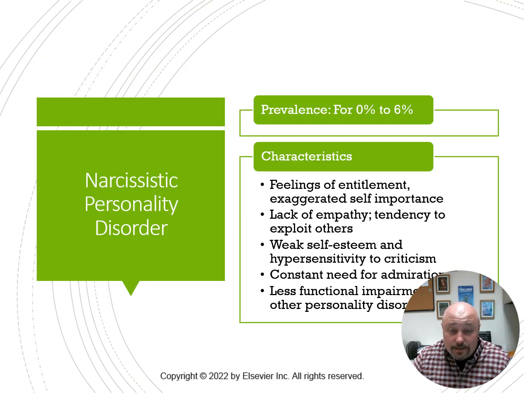Next would be narcissistic personality disorder. This has a prevalence of 0 to 6% and includes characteristics like feelings of entitlement, exaggerated self-importance, a lack of empathy with a tendency to exploit others, weak self-esteem and hypersensitivity to criticism, a constant need for admiration, and less functional impairment than other personality disorders.